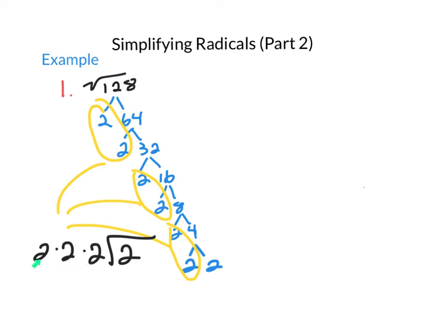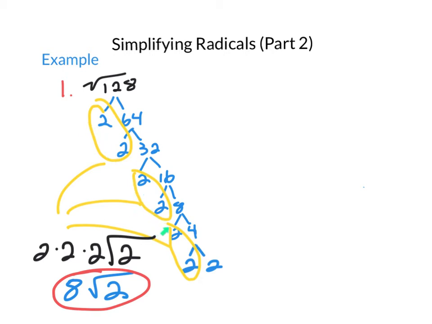But out here, we're going to multiply this 2 times 2 times 2. Okay, 2 times 2 is 4, times 2 is 8. So really, it would end up being 8 times the square root of 2, and that would be your final answer. Now, again, I've said that there are many ways to do this.